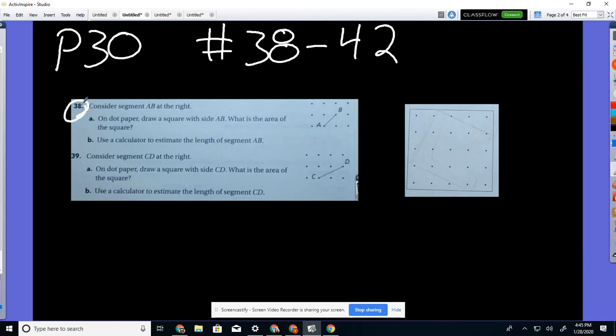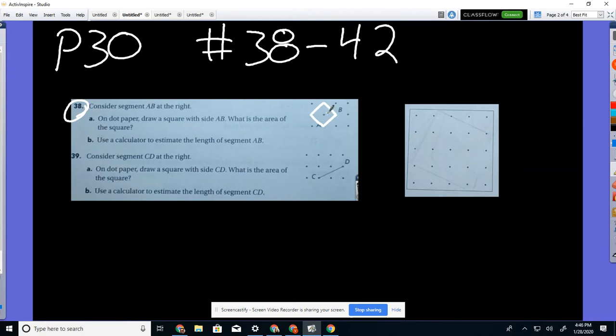38, consider the segment. A line segment starts and ends at a point labeled with the letters of the segment, so from A to B. It says on dot paper, draw a square with side AB. What area is the square? In order to draw this square, we need to see that section right there. We take that diagonal and go from one point over 1, up 1, up 1, over 1, over 1, down 1, down 1, over 1. Those are the four corners of that square.